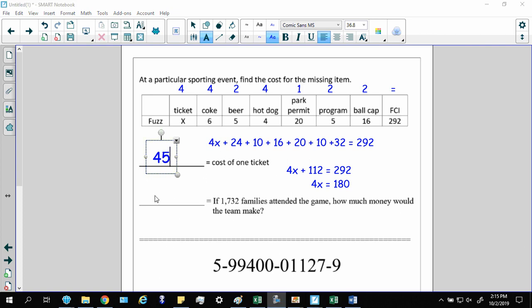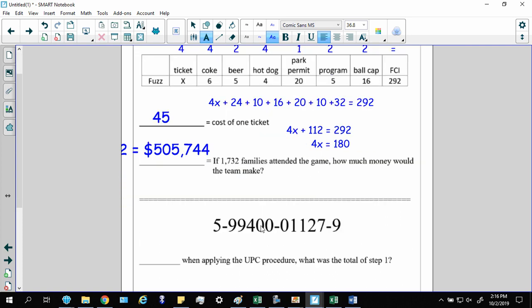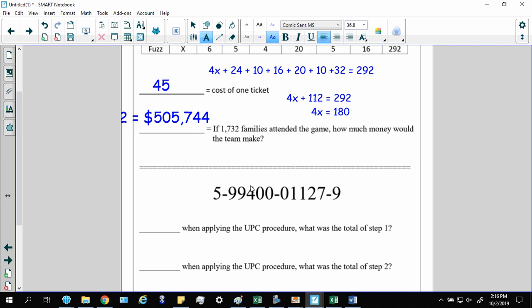And then lastly, 1,732 families attended the game, so $292 is how much money is coming in per one family, and we're going to times that by 1732, which gives you an overall amount of $505,744. So that's how much is coming in into the game.